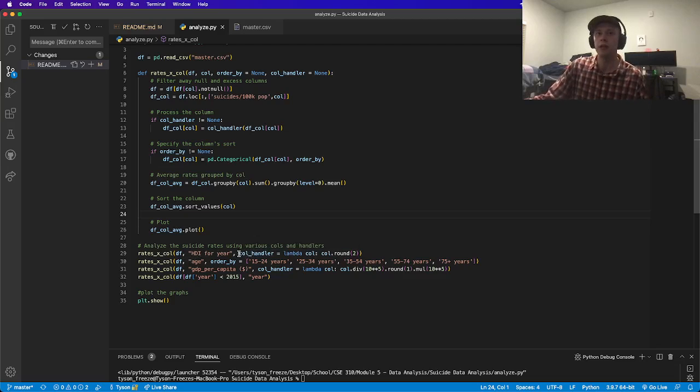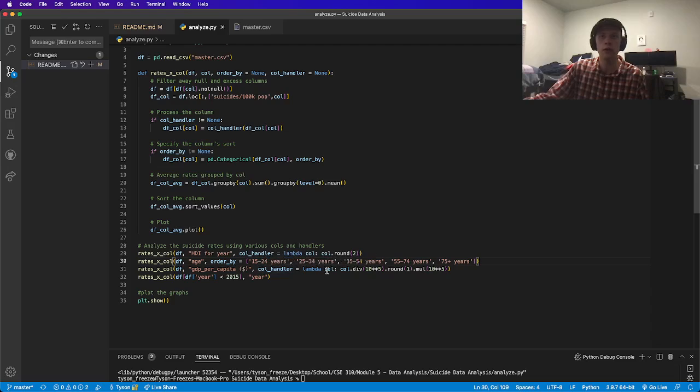To be more specific, this column handler takes in the column we're analyzing, does some sort of manipulation, and then updates that in the data frame, in the table. And so here, for HDI, for by year, we will round to the second decimal place. For the order by, we specify what the order will be. We set that column to categorical, and then when we sort, it will sort using our order by.